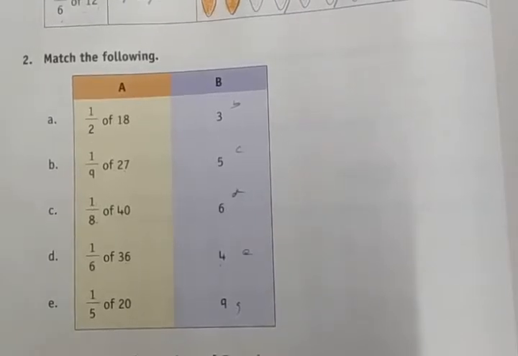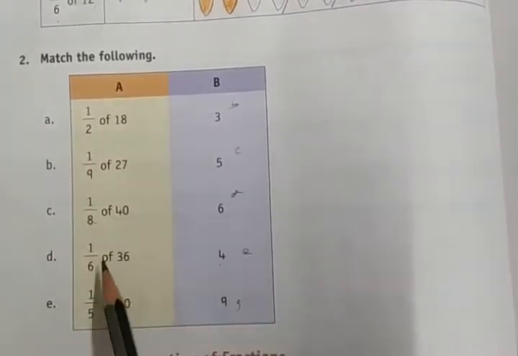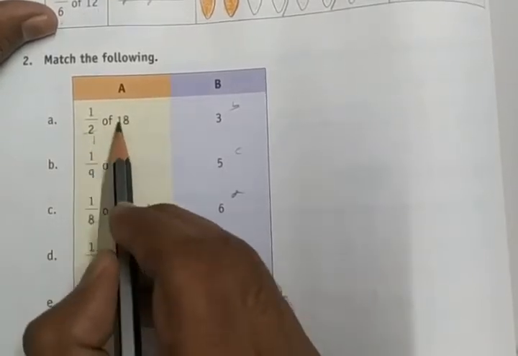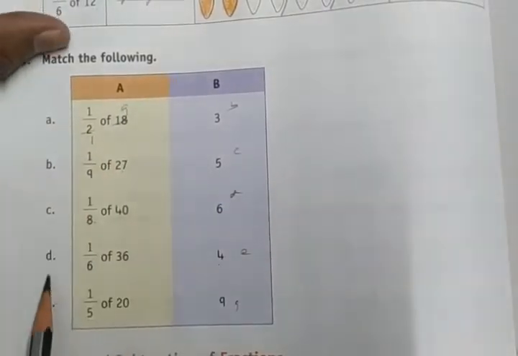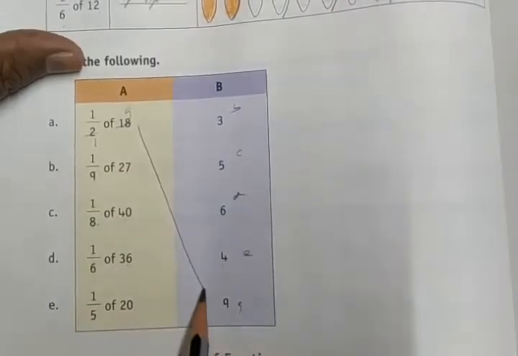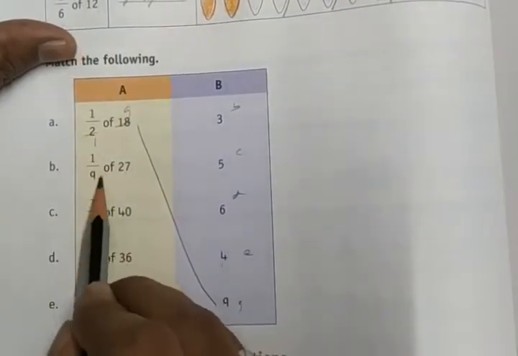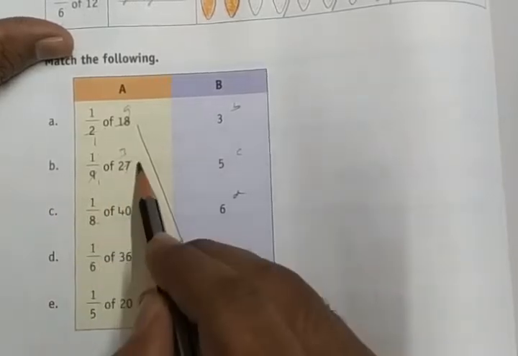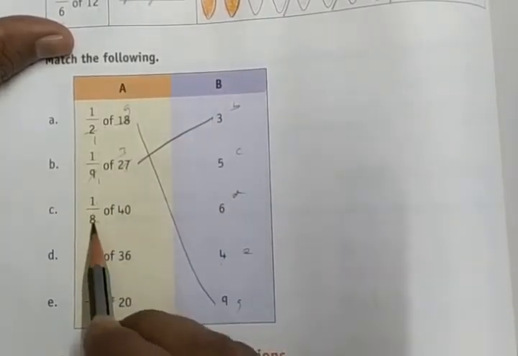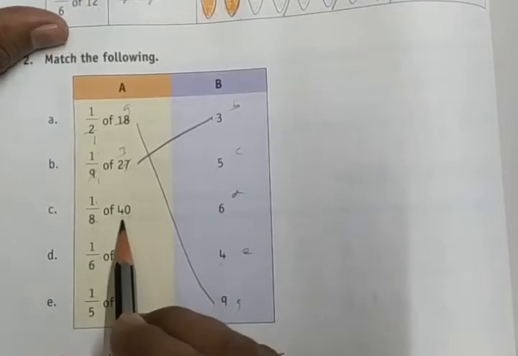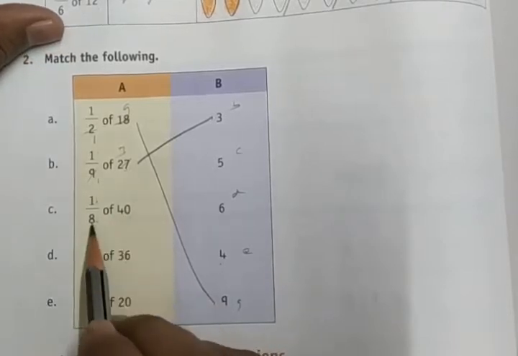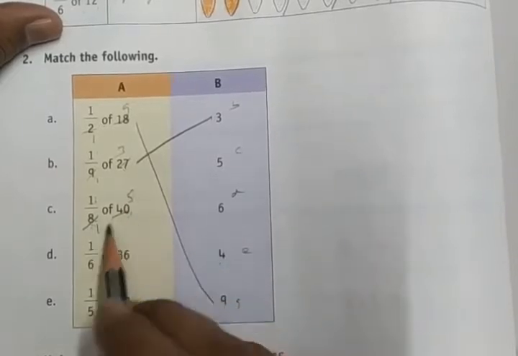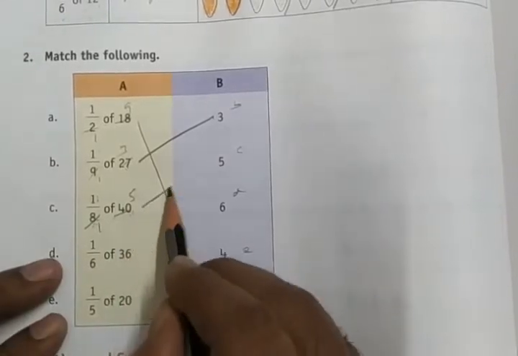Match the following. So what happens, 1 by 2 of 18. 2 ones are 2, 2 nines are 18. Where is 9? You have to match with it. Okay, 1 by 9 of 27. 9 ones are 9, 9 threes are 27. Where is the 3? Here it is. 1 by 8 of 40. 8 ones are 8, 8 fives are 40. Where is the 5? Here it is 5.